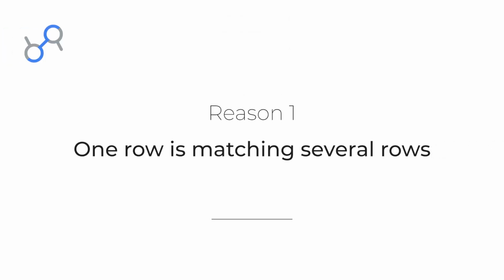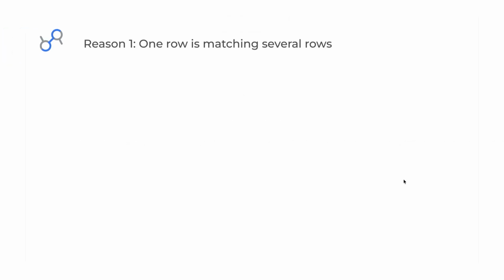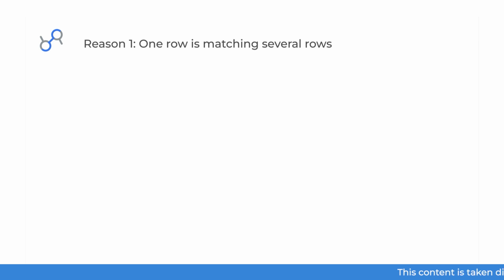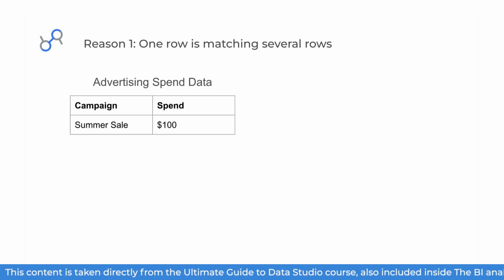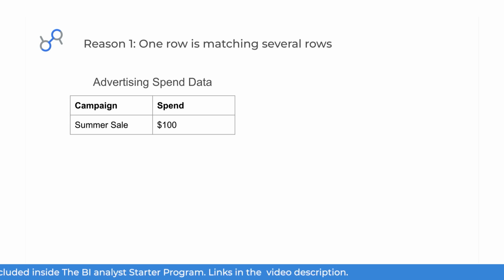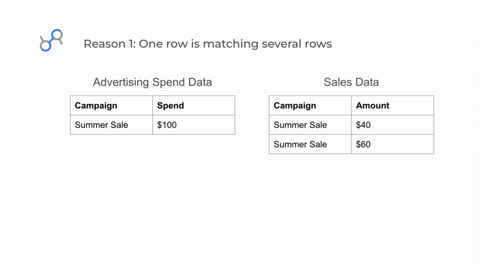Let's begin with the most common reason of all. Reason 1. One row is matching several rows. Let's imagine I have 2 very simple tables. The first contains advertising spend by campaign. For the summer sale campaign, I spend $100. The second table contains individual sales. The summer sale campaign generated 2 sales, one for $40 and another for $60.